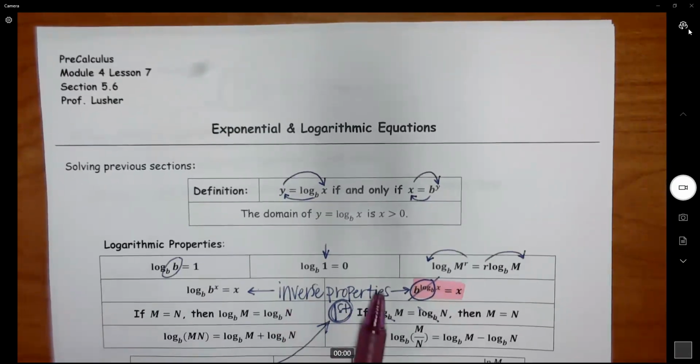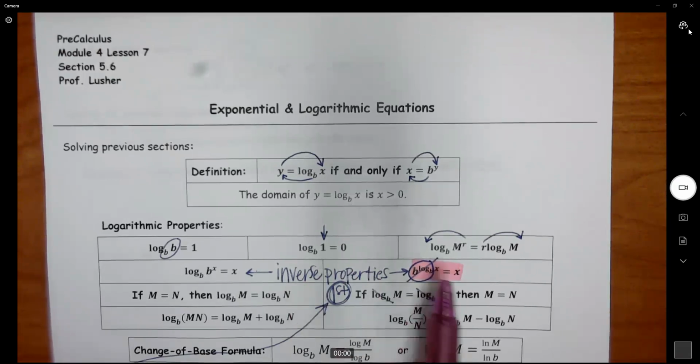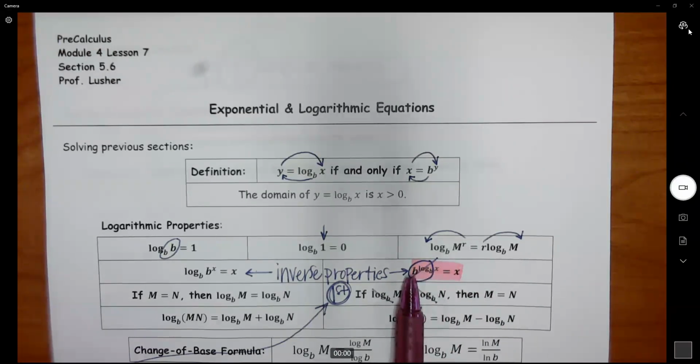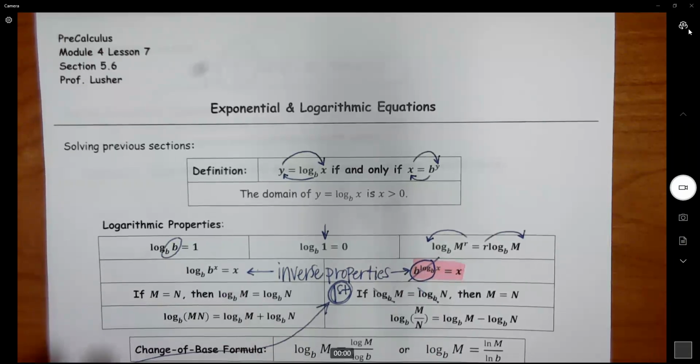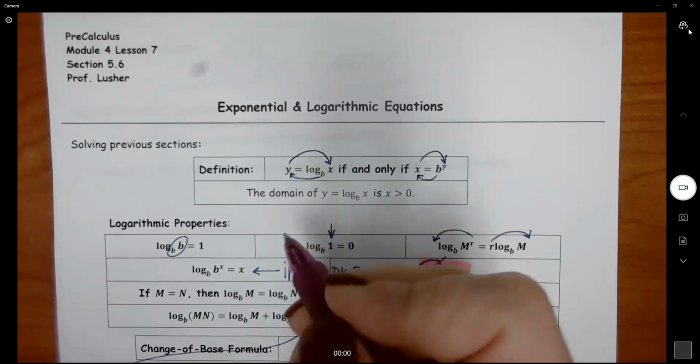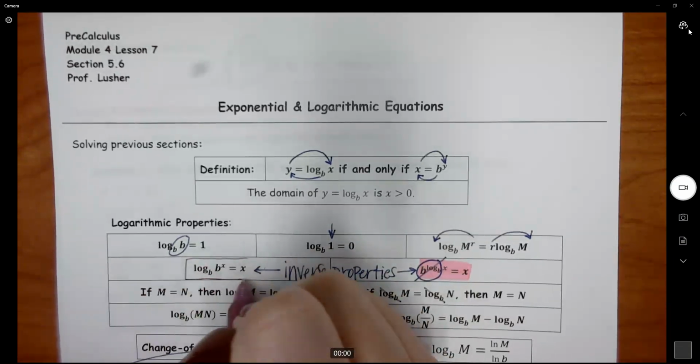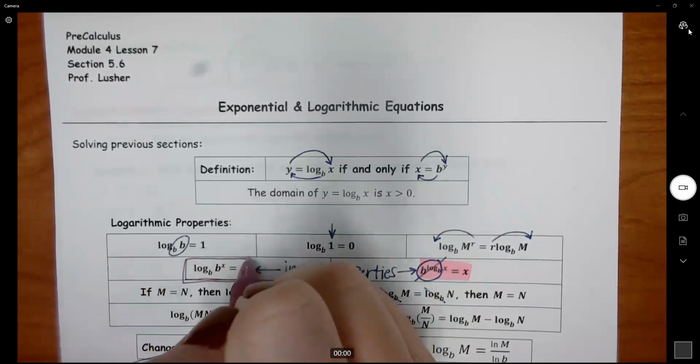So we've already dealt with this inverse property, right? We would have log base b of x, and so the opposite of log base b is to raise both sides as an exponent with a base of b. Now we are doing this one here, and I wish I had a different highlighter. But now we are using this inverse function.